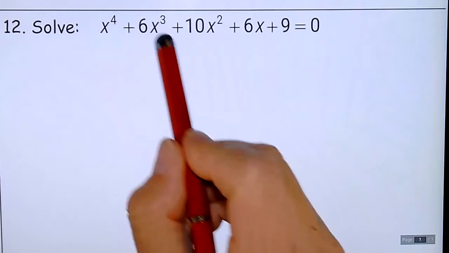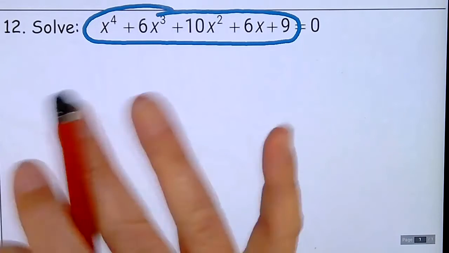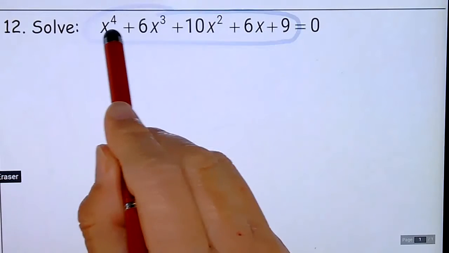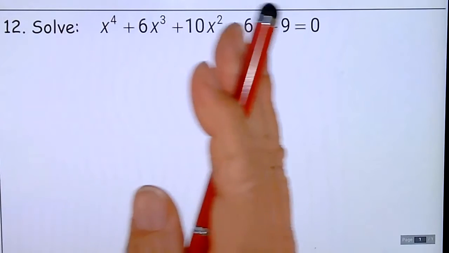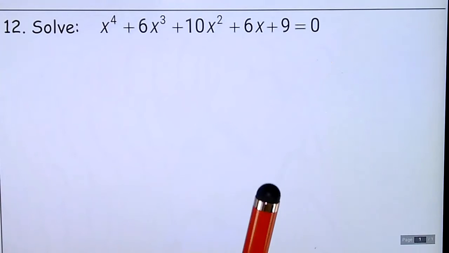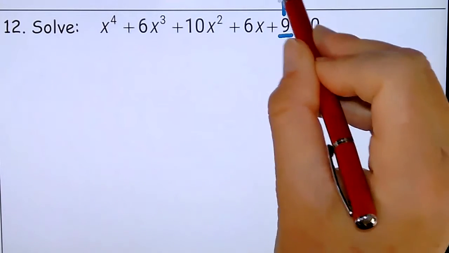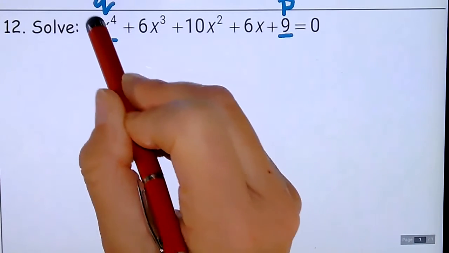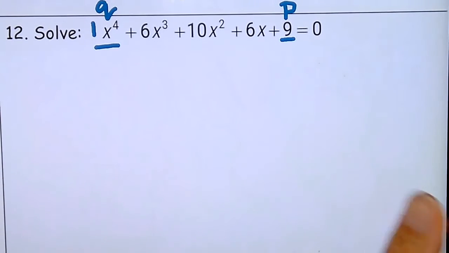Couple things, something I'm just noticing right away. Do you see how all of these are positives? Don't try any negatives. No negatives are going to work. Okay, again, because of Descartes' rule of signs, where you're counting sign changes, and I have no sign changes, so it's not going to have any positive solutions. So I'm going to be looking at my P, which is 9, and my Q, which is 1. Okay, and so this again is nice, at least I don't have any fractions.